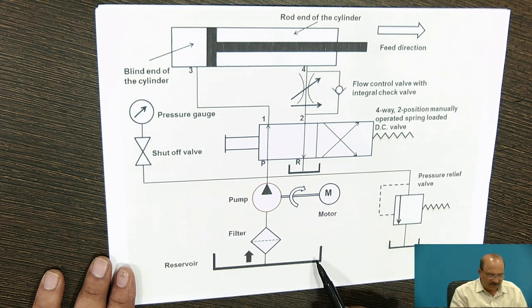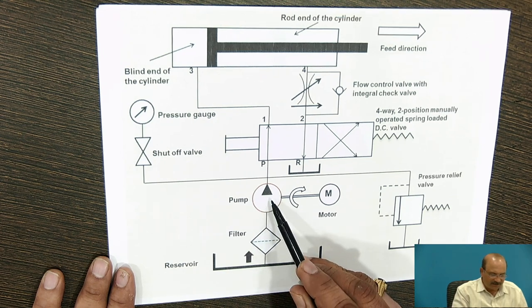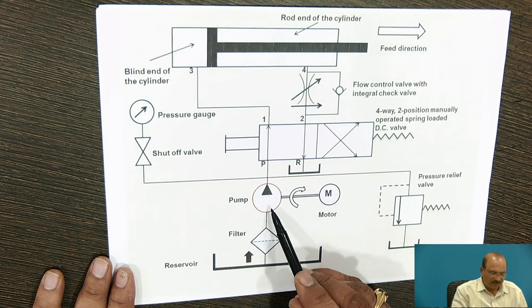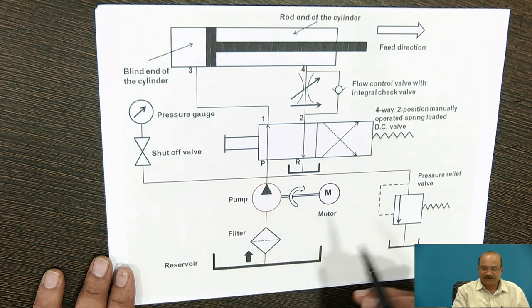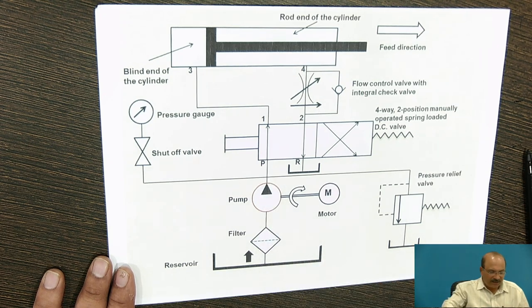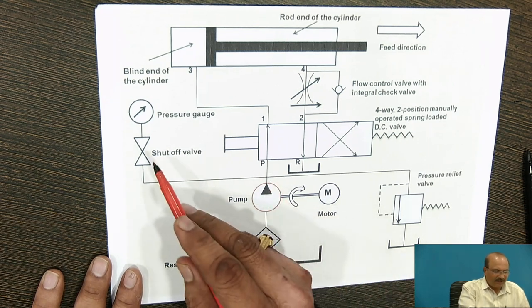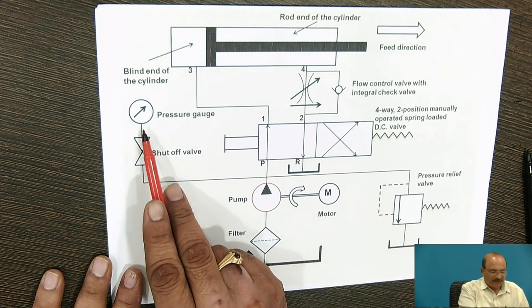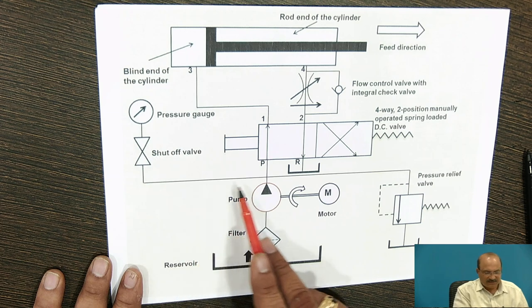So here this one is a reservoir, and the oil is filtered through this filter, then it comes to the pump. The pump is coupled with the motor. When the motor is in operation, the oil is pumped in the upward direction. Whenever the oil is at a higher pressure than the defined pressure, it is indicated here by a pressure gauge.